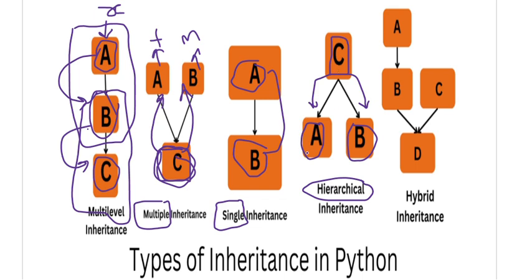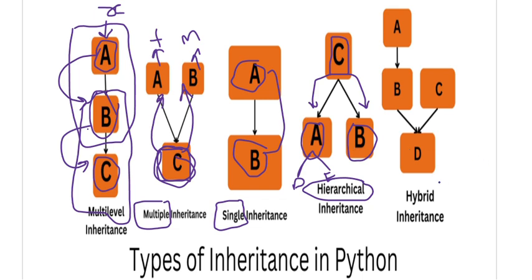And for each child, again we can have two more children. For A, we can have two children, D and E. In this way also it is possible. Similarly, B can also act as a parent for two more children. So this is a tree-like structure, which is hierarchical inheritance.